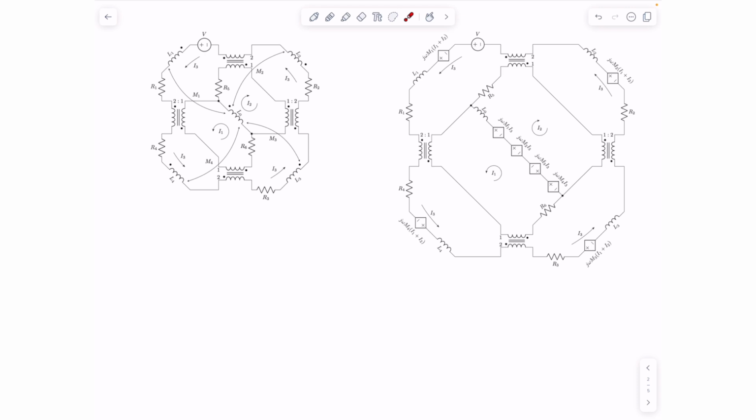and dot arrangement. When you do mesh analysis, you need to write KVL equations, and before we start doing it, let's label transformer voltages because we must have them in our equation. Let's take polarity according to the dot arrangement, say it will be plus minus, and label it V1 primary, V1 secondary. And we do the same for all other transformers.